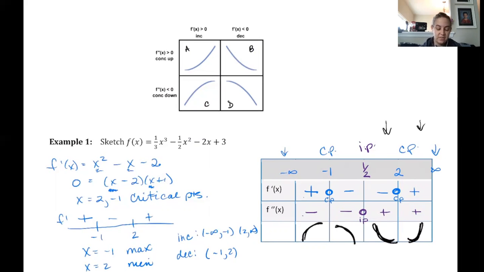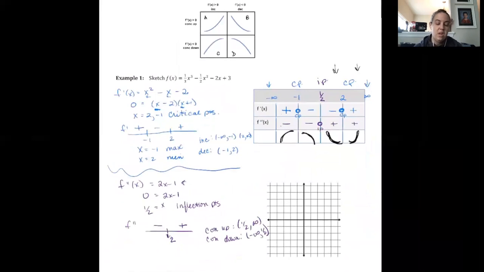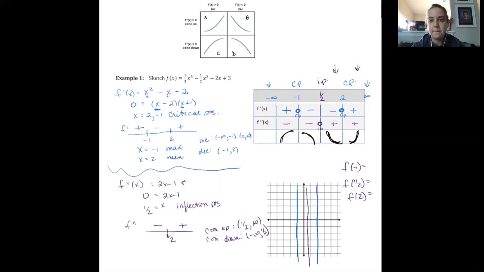All right, so we have the 4 curves that make up our graph. I'm going to zoom out a little bit more. Now, I have the basic shape, and I know that we have a critical point at -1. I have a critical point at 2, and I have an inflection point at 1/2. But I need to know how high or how low these go. So what I'm actually going to do is find f of -1. I'm going to find f of 1/2 and f of 2. That will give me 3 places on the graph where I can anchor this whole thing.